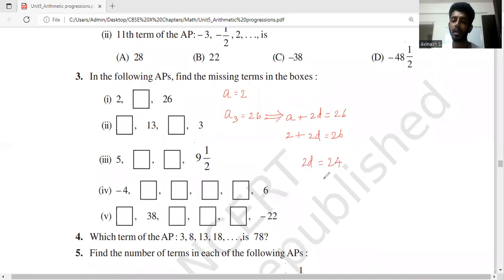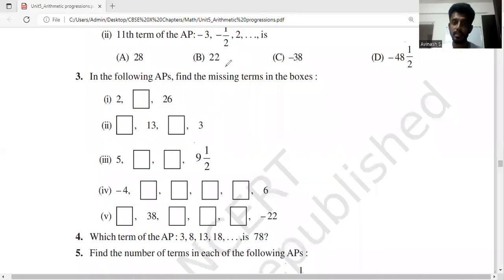When 2 goes to the right side, it becomes subtraction. So 2d is 24, and when 2 goes to division, d is equal to 12. Now we have got the value of d. The next term after 2 can be found by adding 12 to that number, or it can also be found by subtracting 12 from the next number. By subtracting 12 from 26, we can get 14, or by adding 12 to 2 also, we can get the number 14. So 14 is the actual answer for this particular question.